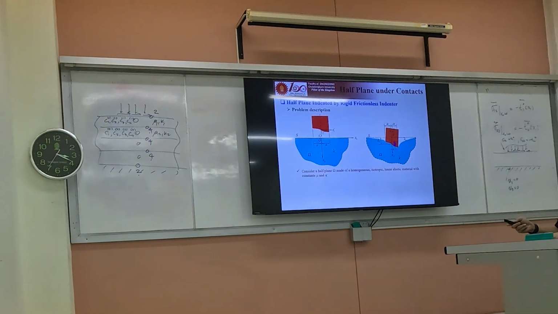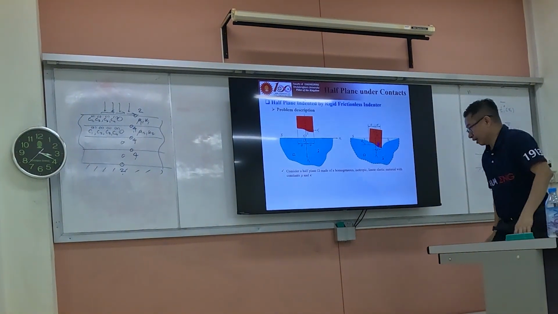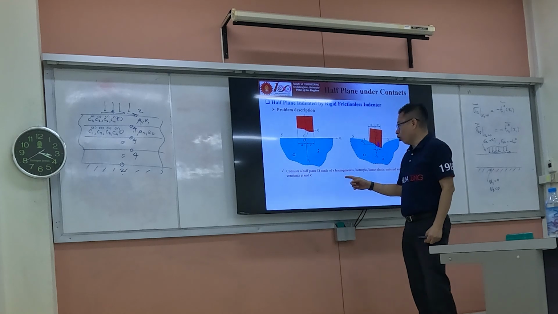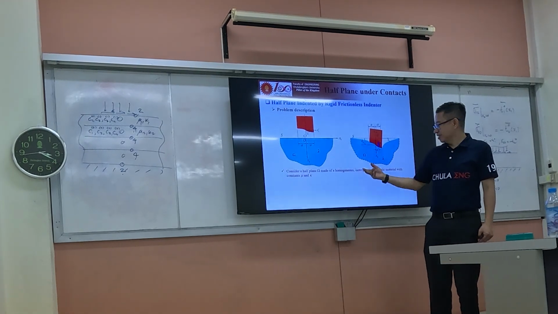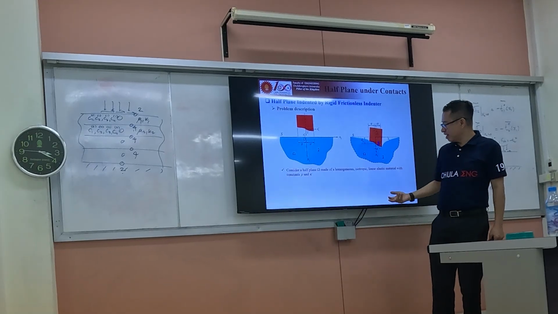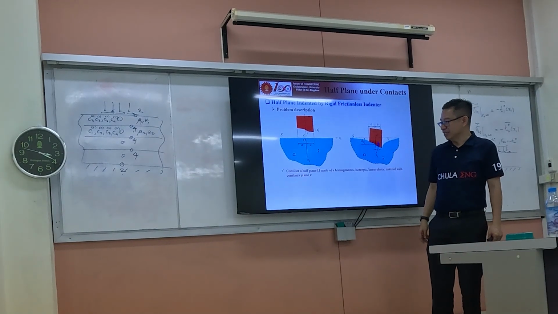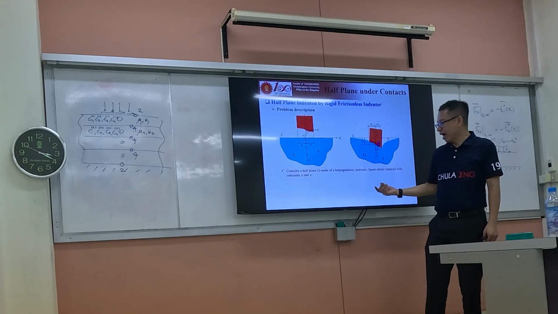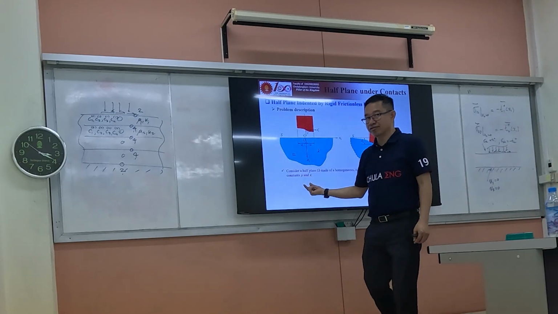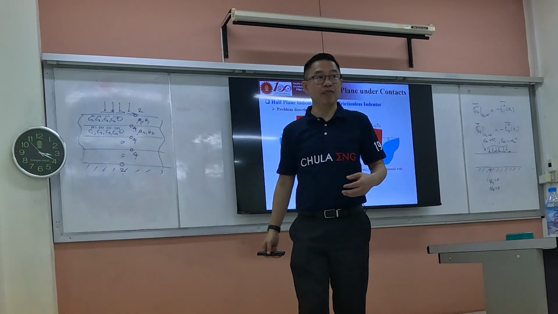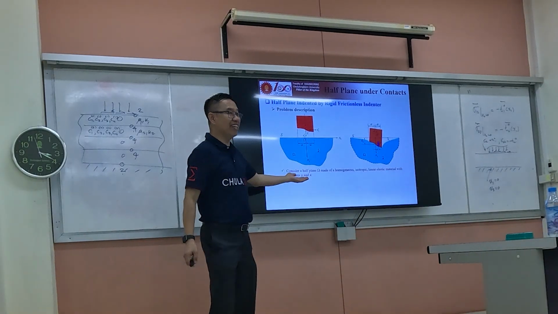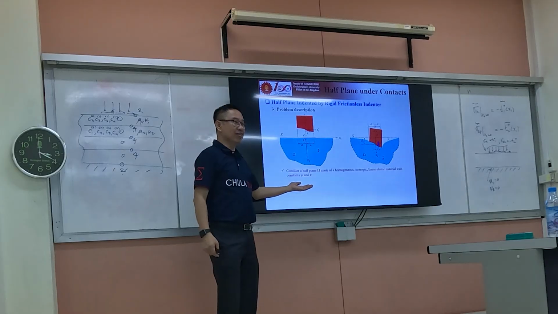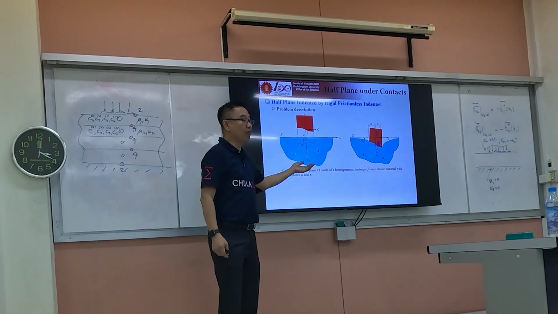Previous lecture, we looked at the half plane made of homogeneous isotropic linear elastic material. So we have only two constants to characterize the property of the medium, mu and kappa. I can change the problem to be more complicated.